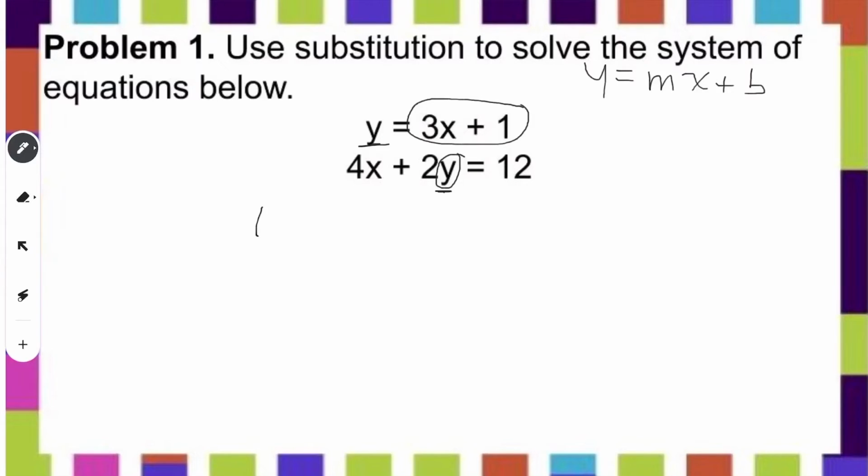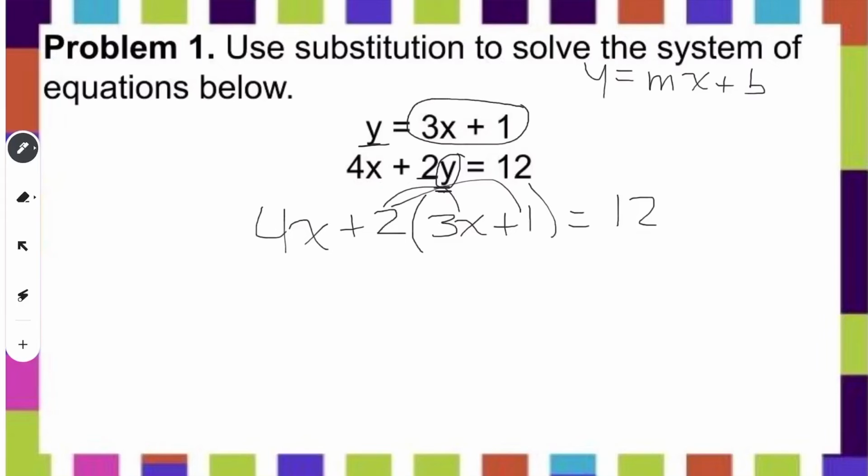So I will have 4x plus, since this y down here has a coefficient of 2, I'm going to take this 2 and multiply it by everything. So it'll be 2 times 3x plus 1. And then I bring down my equal sign and I bring down my 12. So we went over these types of equations yesterday using DCIS. First, we have to distribute the 2 into the parentheses. You get 6x plus 2 equals 12, and then you bring down your plus sign, you bring down your 4x.